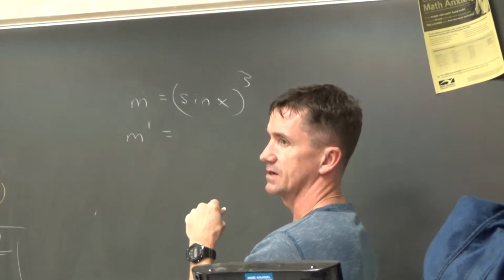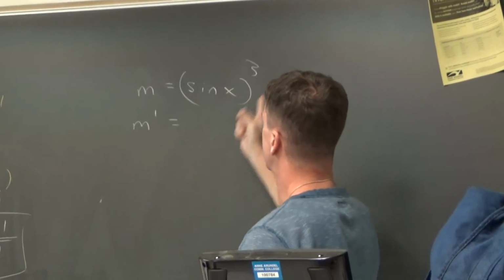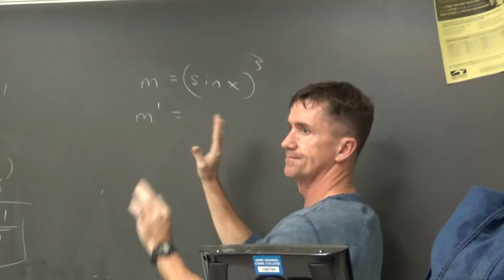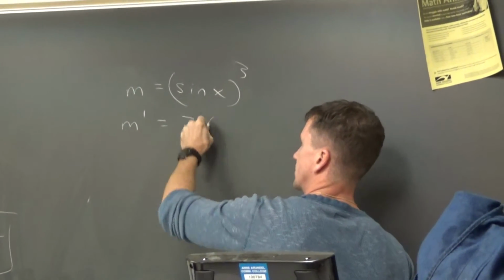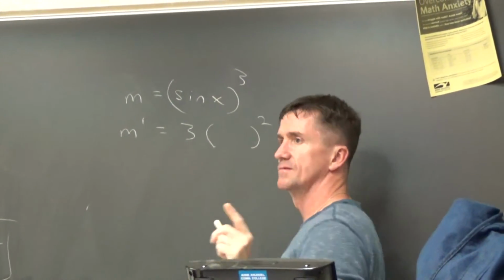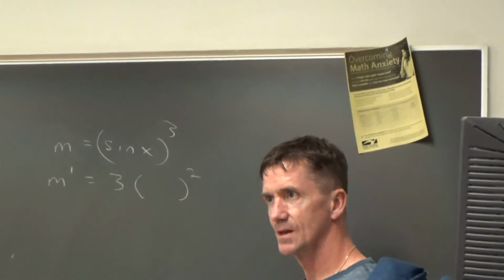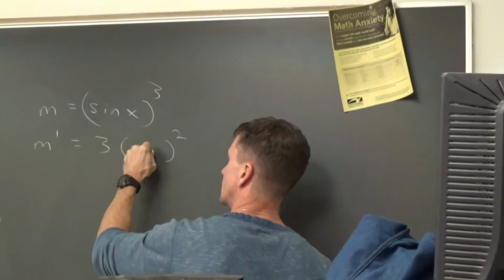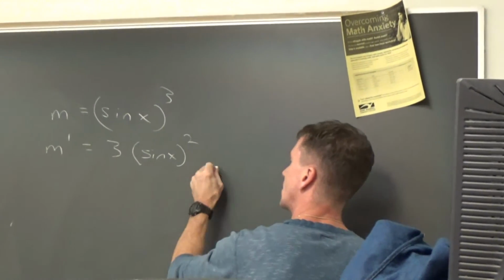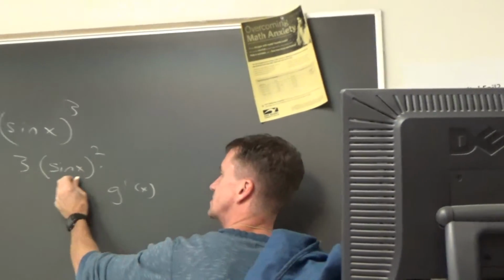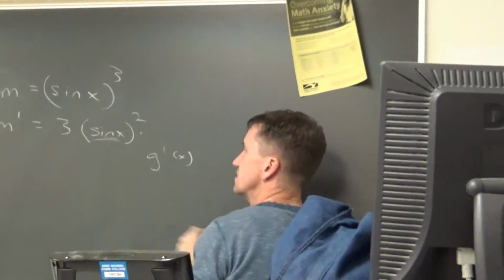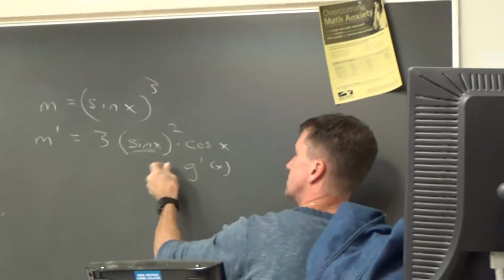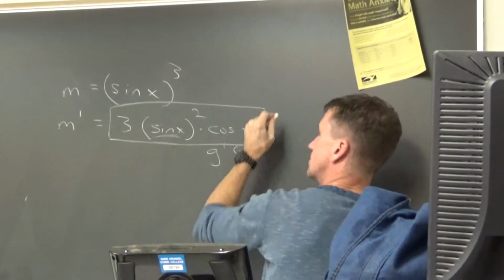All right, it looks like the chain rule. 3 comes in front. Decrease the power by 1. Put your g back in. G was sine x. Now multiply by g prime. What's the derivative of just sine of x? Got it. There it is. That's m prime.